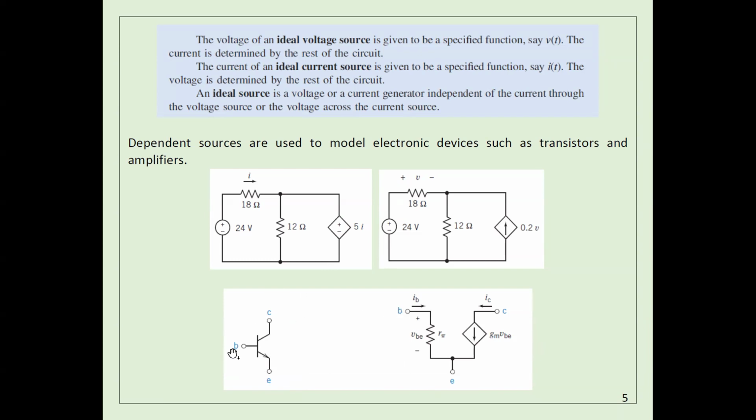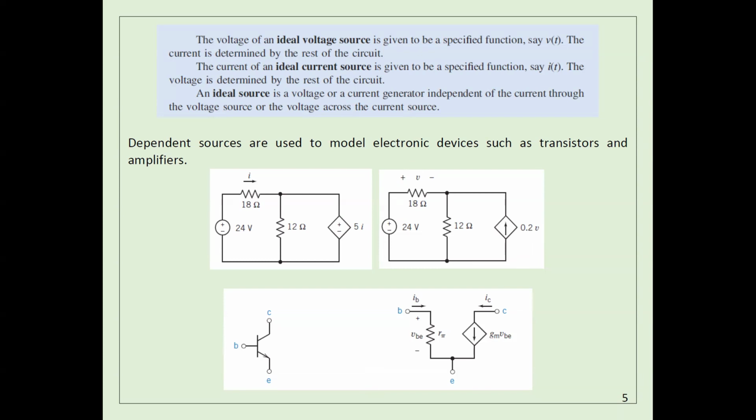This is the base, which is B here. This is the collector, like this one. This is E, like this one. And here we have a current source. But this current source is dependent because the value of the current here depends on the amount of voltage you have.